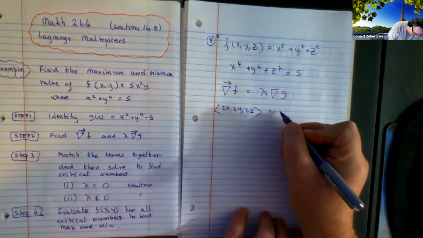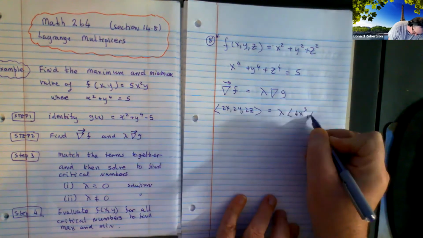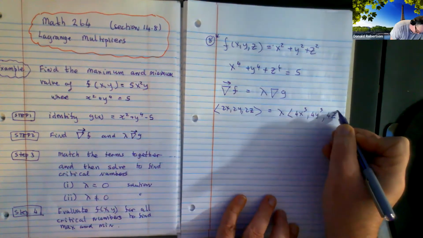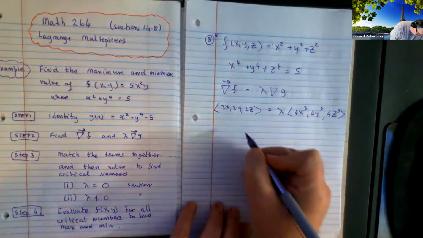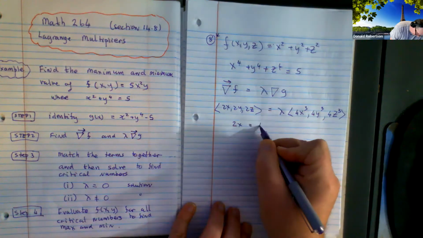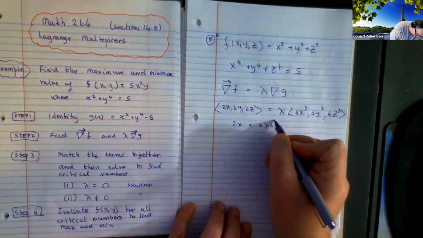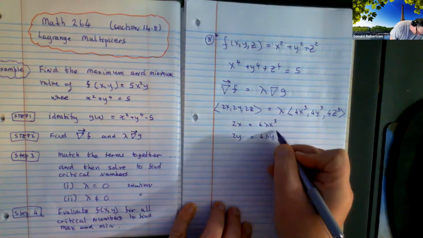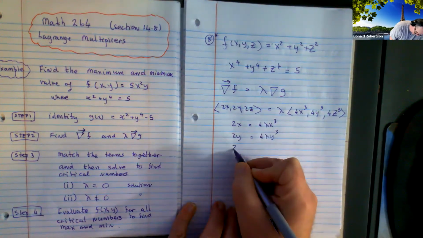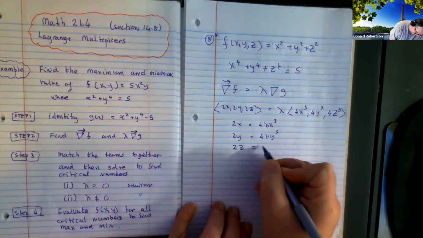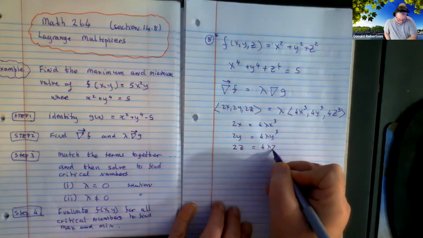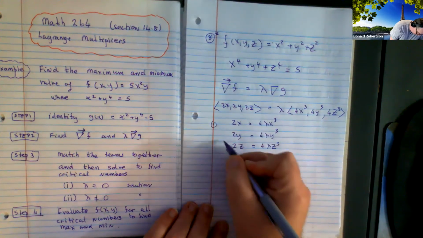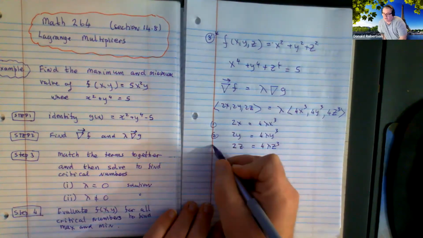In this case, 4x cubed, 4y cubed, and 4z cubed. And so when we set up our equations, we have that guy. When we set up the second one, we have that guy. And we set up the last one, we have that guy. I'll call this equation 1, equation 2, and finally equation 3. Again, are we good so far?